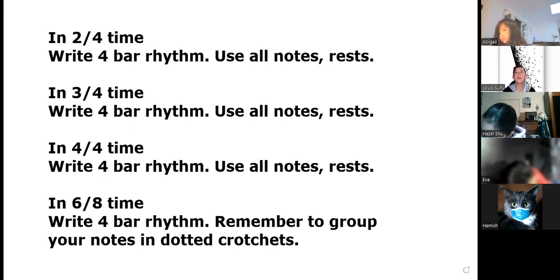Yeah, Hamish, preferably try and somehow use the dotted notes as well. You don't necessarily have to use all of them. Just try and use most of them over all four of your compositions. Try and use all of the notes that we've learned. And also, yes, you are allowed to put a dotted minim in 6/8 time.